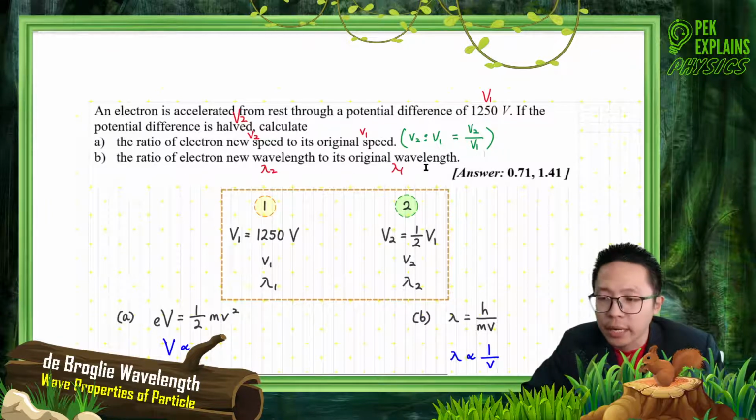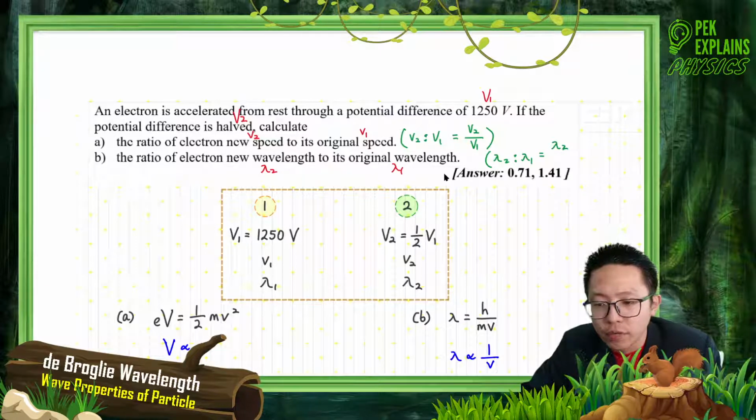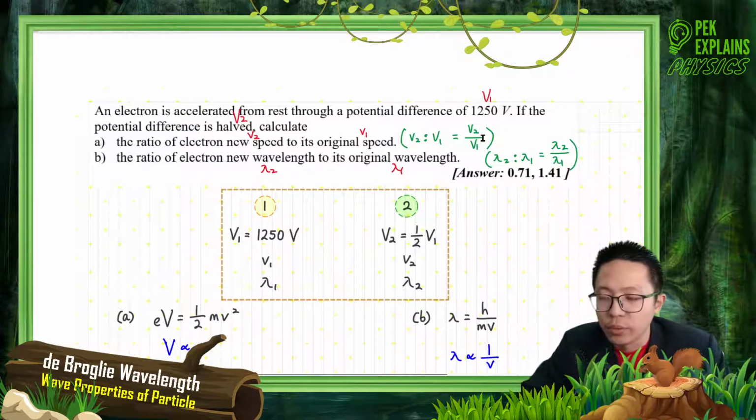And then the second question is about wavelength, new wavelength to original wavelength. So we want the new wavelength at the top and the original wavelength at the bottom. Okay, so we want this value. Let's find out how to get this answer.